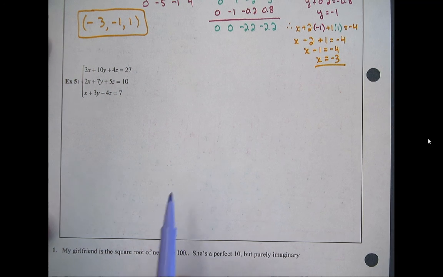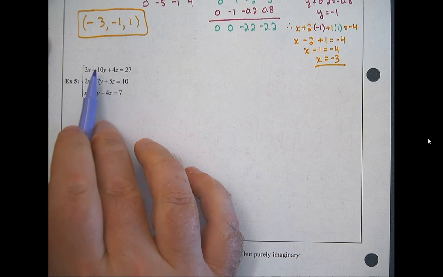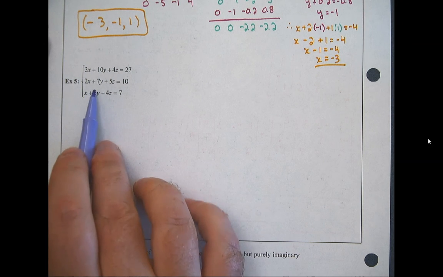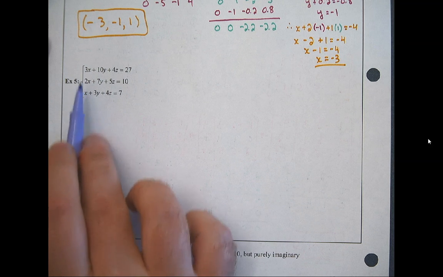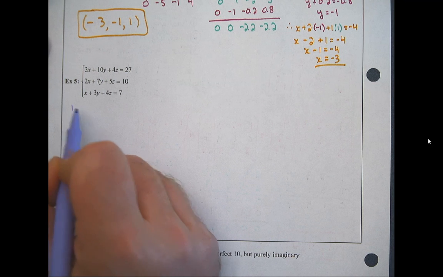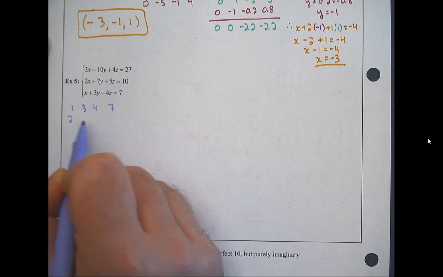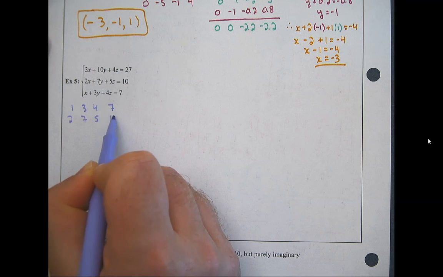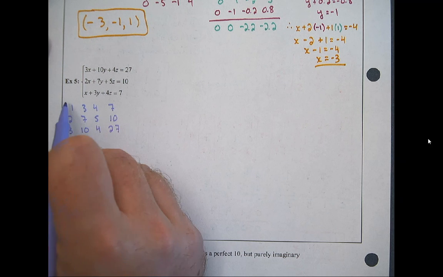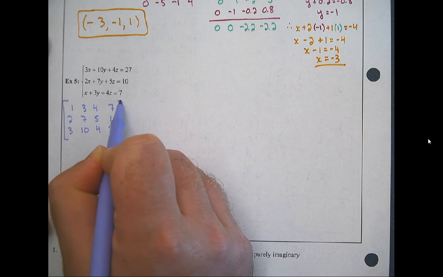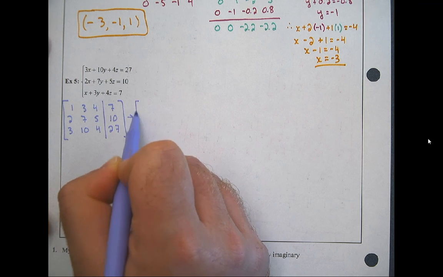All right, so I'm first going to set up my augmented matrix. Actually, I'm going to save myself a step here. I already know that my augmented matrix isn't going to have a 1 in the first row unless I switch these two. So I'm going to do that right off the bat: 1, 3, 4, 7, 2, 7, 5, 10, 3, 10, 4, 27. So my first move was to switch row 1 and row 3.